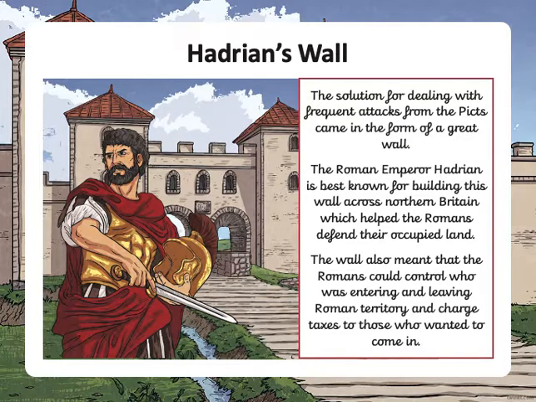Hadrian's Wall. The solution for dealing with the frequent attacks from the Picts came in the form of a great wall. The Roman Emperor Hadrian is best known for building this wall across northern Britain, which helped the Romans defend their occupied land. The wall also meant that the Romans could control who was entering and leaving Roman territory, and charge taxes to those who wanted to come in.